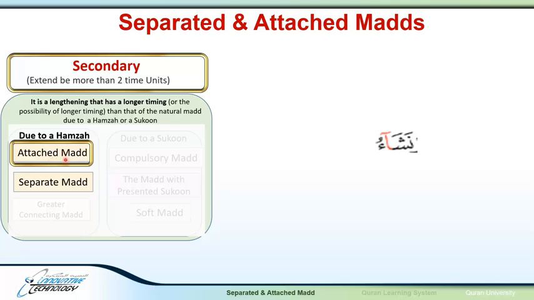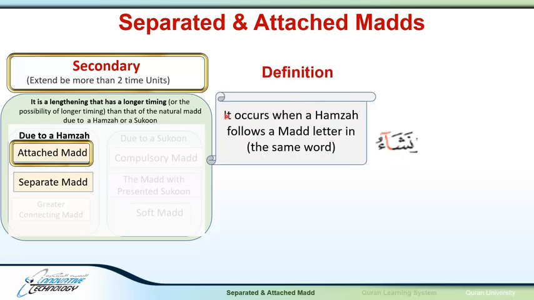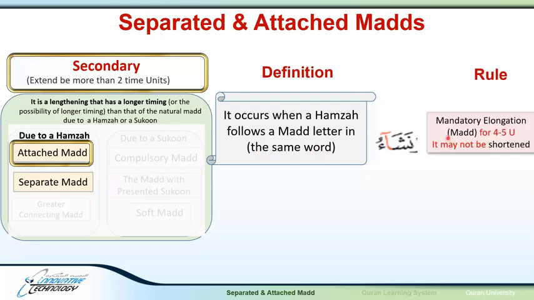The example of the attached mad is as in "nisha". The definition: it occurs when the hamza follows the mad letter, the alif, in the same word. And the tajweed rule: it's mandatory to elongate this mad vowel for 4 to 5 units, and this cannot be shortened.